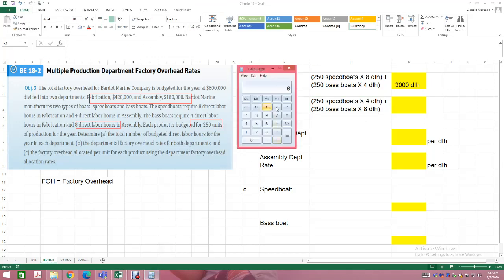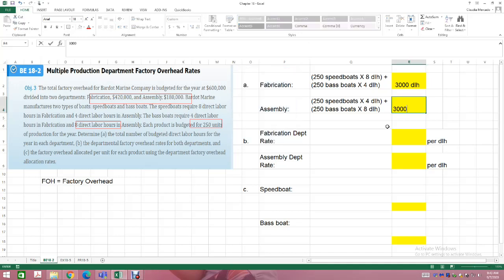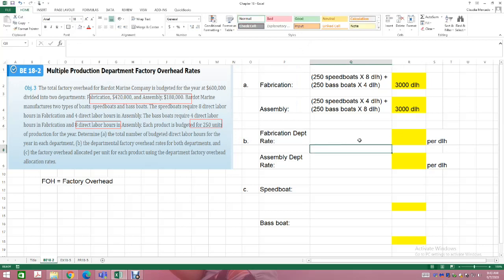So 250 speedboats times 4 gives me 1,000 hours. Make sure you write that down. And then 250 bass boats times 8 hours in assembly, that's 2,000. So 2,000 plus 1,000 gives me 3,000 direct labor hours. So I'm going to spend 3,000 direct labor hours in fabrication, and 3,000 direct labor hours in assembly to manufacture 250 speedboats and 250 bass boats. That is requirement A.